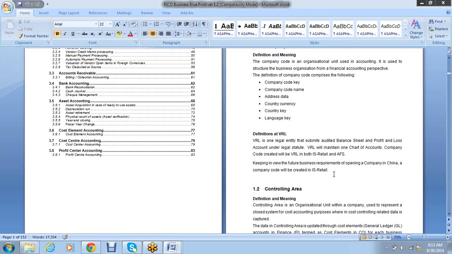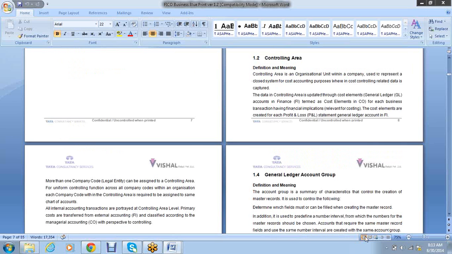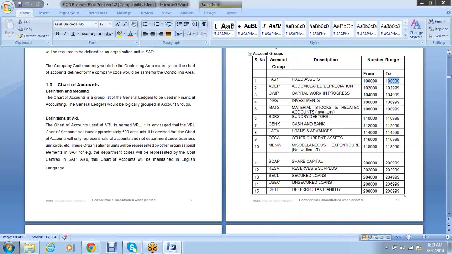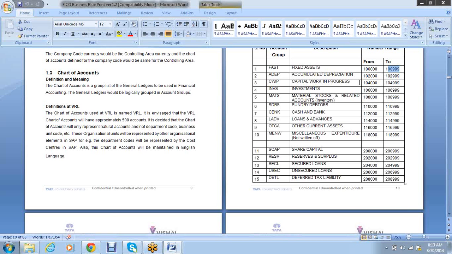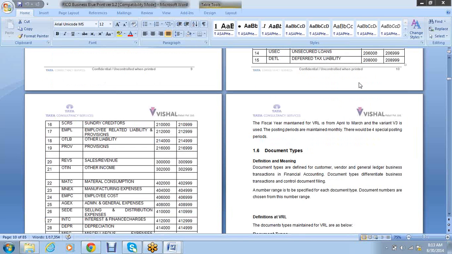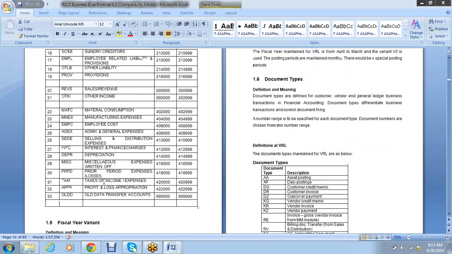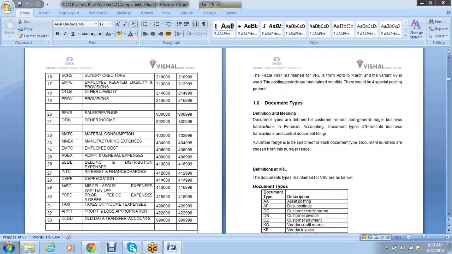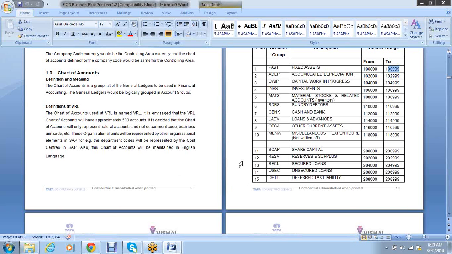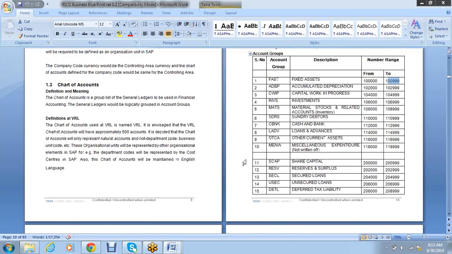Okay. These are all groups, and they have given the GL number range. They have almost 33 kinds of groups. Kashi, I think you had shown us this earlier also, isn't it? The same one. Correct. This is the business blueprint I'm taking as our reference all the time.